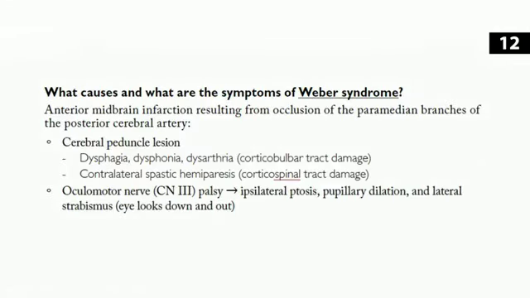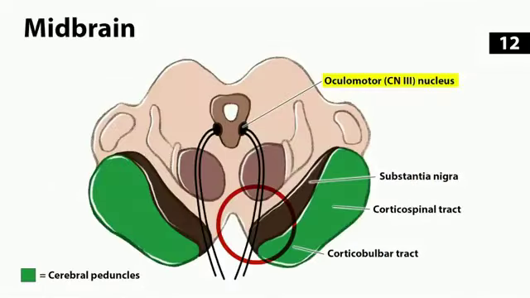So there's a small error in your study guide that I want you to make note of. It's correct on the screen. Infarction of the corticobulbar tract will cause problems with swallowing and speaking and controlling the tongue. Infarction of the corticospinal tract will cause contralateral hemiparesis and weakness in the arm and leg. And then because the fibers of the oculomotor nerve run right past here, you can also see ipsilateral oculomotor nerve palsy with ptosis and pupillary dilation and lateral strabismus, which means the eye is going to look down and out.